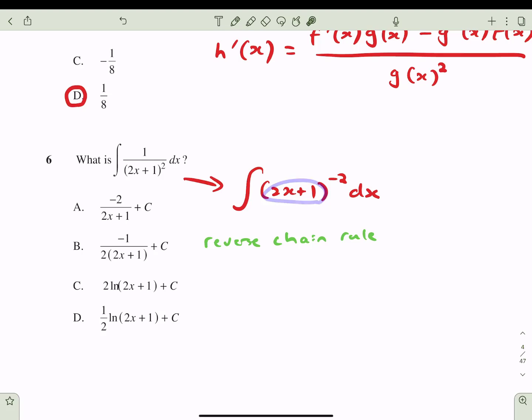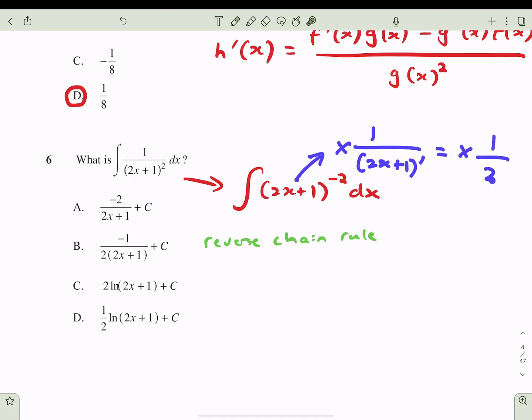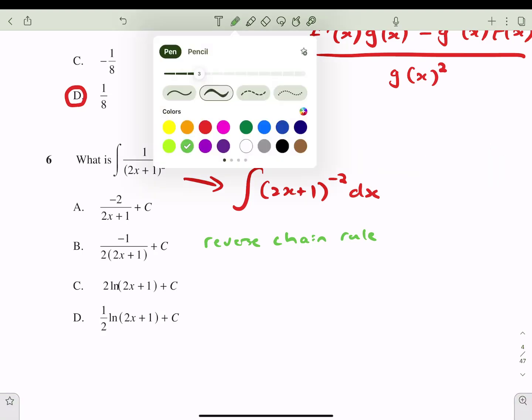So basically what that means for this question is I need to remember to multiply by 1 over the derivative of 2x + 1. And that's equal to multiplying by 1 over 2. Alright, that's all that is. So reverse chain rule basically tells me that I need to multiply by half in this question. So let's actually integrate now.